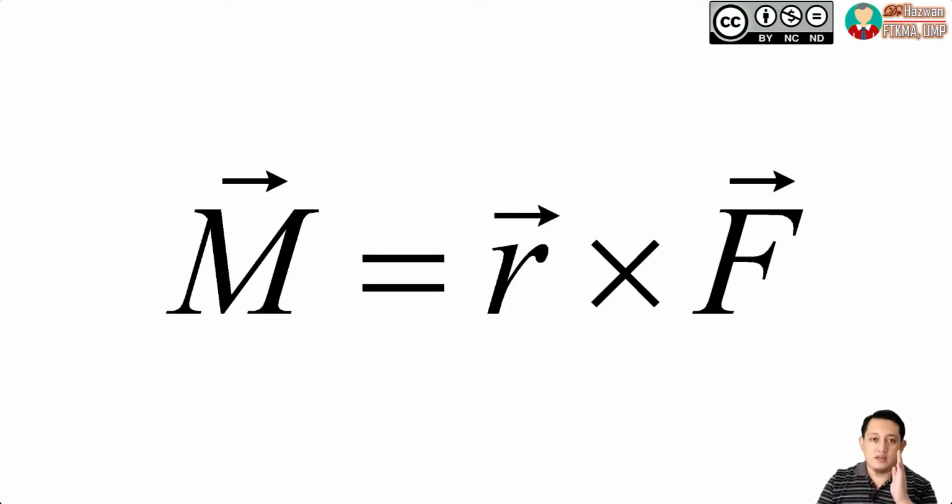So previously I've mentioned how to calculate moment in 3D. We use vector r, which is distance, cross product with vector F, which is also a vector. So vector cross product with vector.